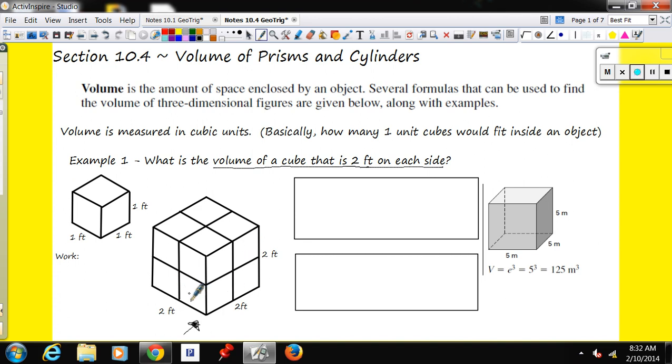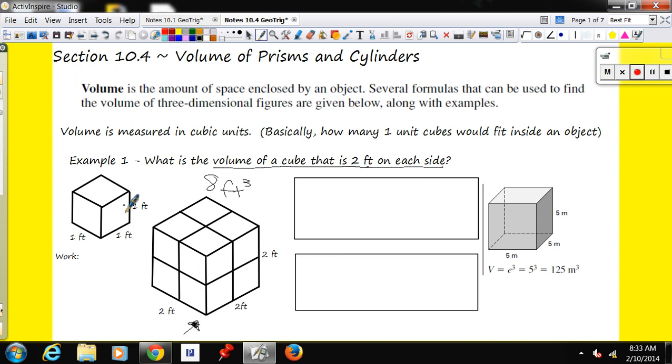Whether it's the right side, the front side, or going straight up, you've got 2 units. So if you could count those cubes, how many cubes would you have? Okay, Christian says 8. What do you think? I've got 4 on the top row, right? And how many are on the bottom row then? There's 4. So your volume would definitely be 8 cubic feet is what you would call it.